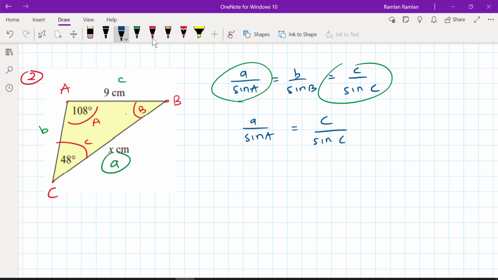Okay, the next thing we need to do is the same thing like before, right? You only need to plug in all the values. In here, a is the side length a, which is this one, the x value, the one that we want to know.